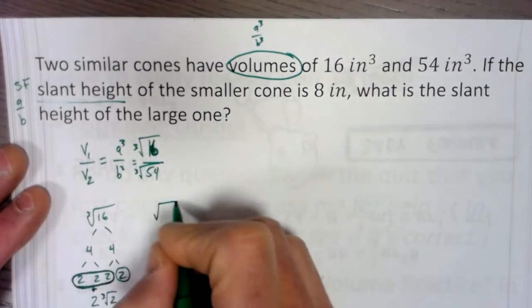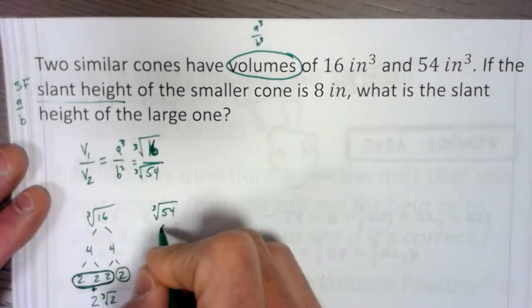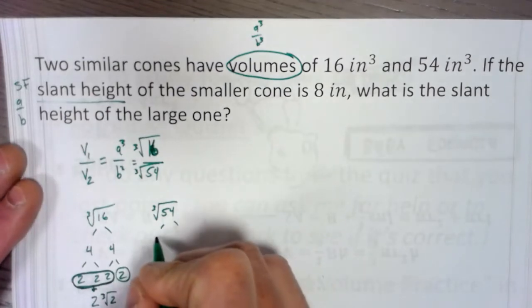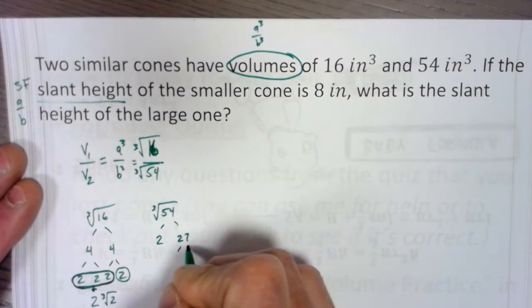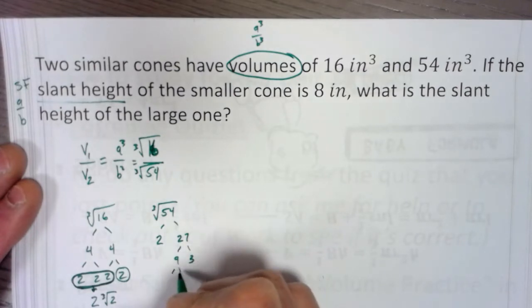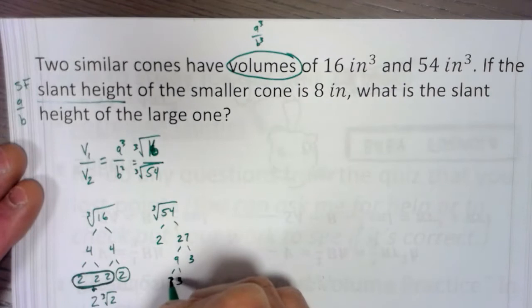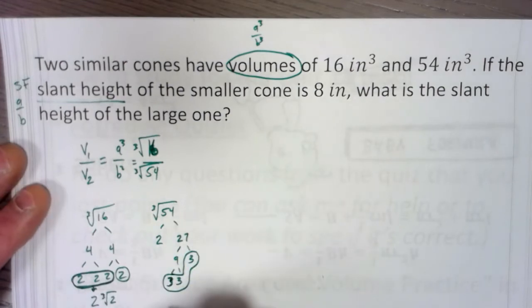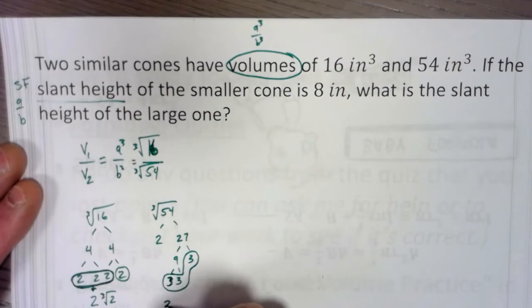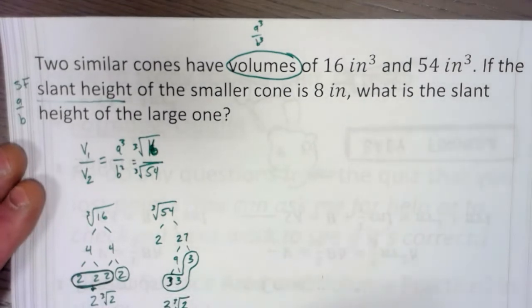And we do the same process for the cube root of 54. And that's going to break down into 2 times 27. And then 27 breaks down into 9 times 3, which also breaks down into 3 times 3. So here I've got my 3 3s, and I'm left with a 2. So these 3 3s break down into a normal 3. And I have left over the cube root of 2.